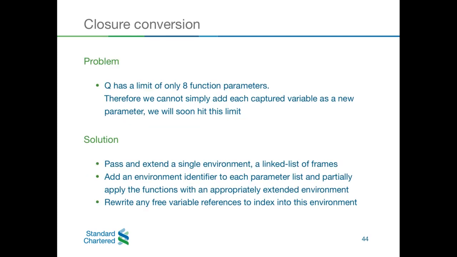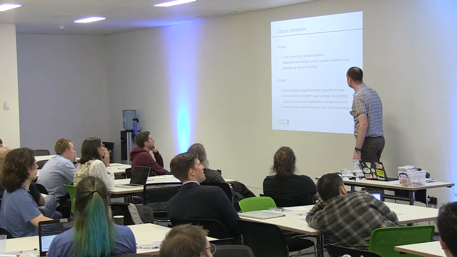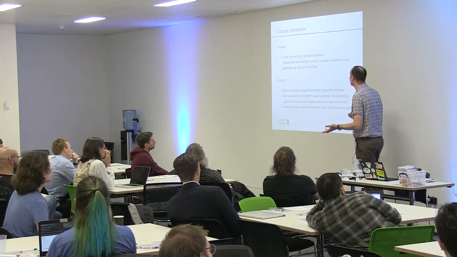But there's still a problem because Q has a limit of only 8 function parameters. Therefore, this technique won't work because the Haskell code used loads and loads of free variables everywhere. So this limit, we would run into it. So we have to do something a little bit more complicated.